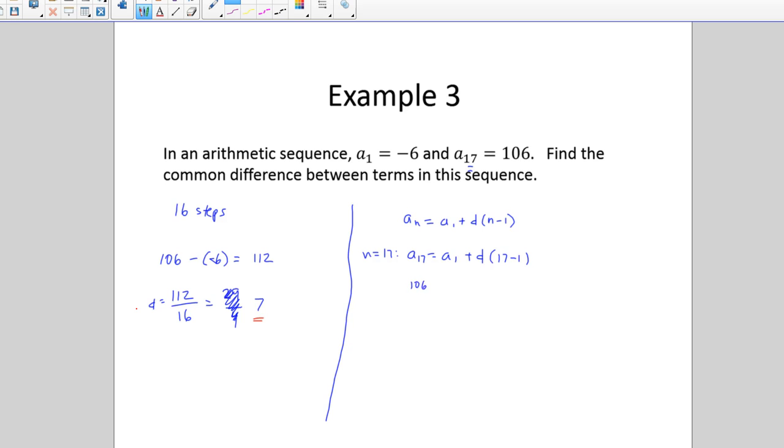a17 is 106, the first term is -6, plus d times 16, and then you'll get d equals, I'm going to move the 6 over here, 106 plus 6 over 16 equals 112 over 16. That should look familiar. 7. d equals 7. So this is just an application of using this formula but solving for a different piece of information.